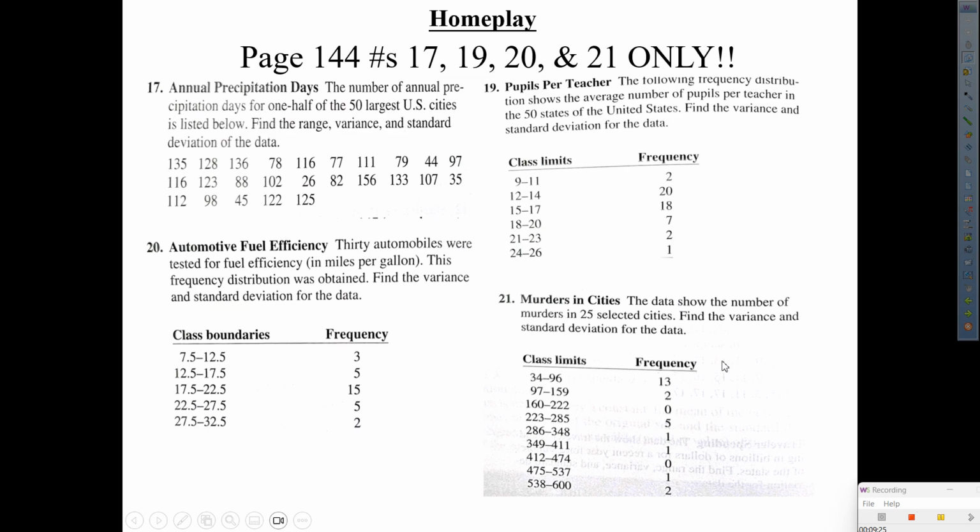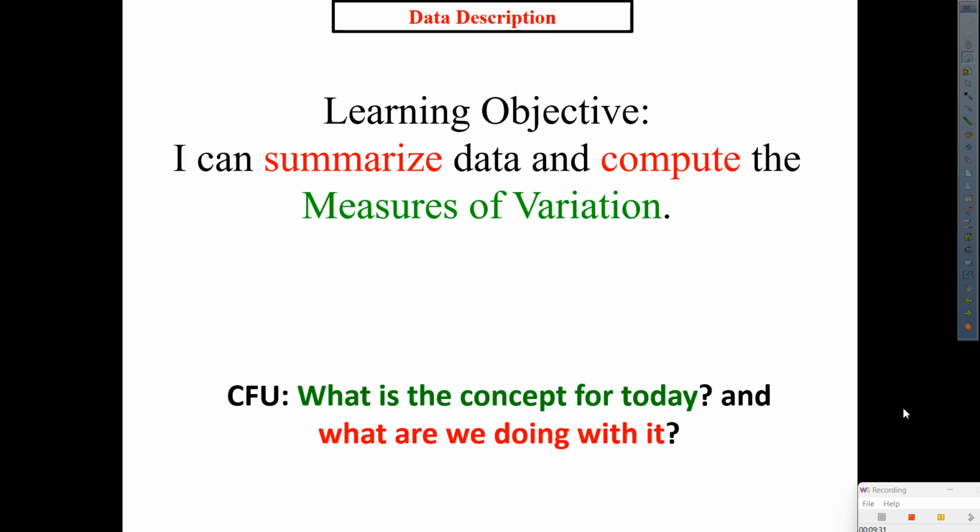Tonight's home play looks like this. All right, get a Cornell note. I'll give you some time to turn in your home play and get a Cornell note ready. All right, thank you for turning that in. Here we go. I can summarize data and compute the measures of variation.